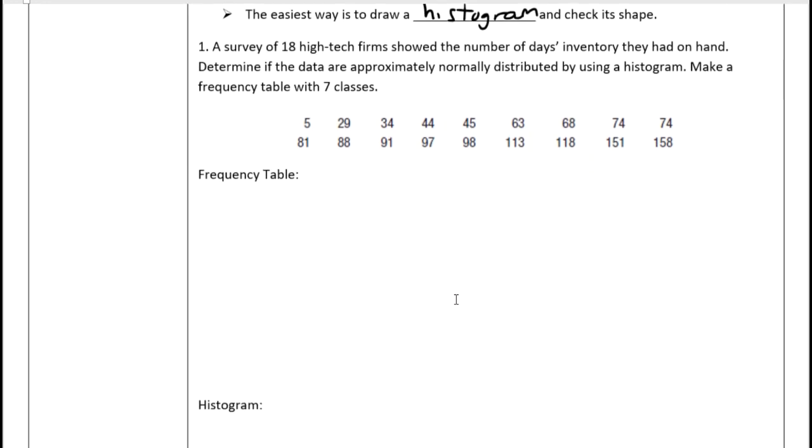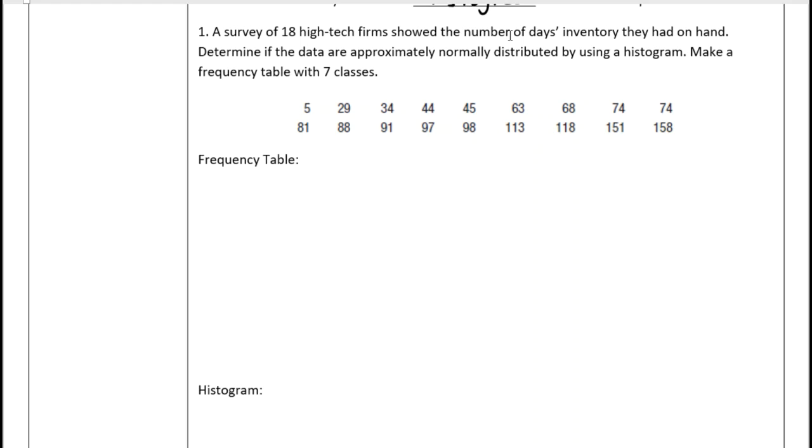We have a survey of 18 high-tech firms, showing the number of days inventory they had on hand. Determine if the data are approximately normally distributed by using a histogram. In order to do this, we need to make a frequency table, so we need to review how to do that. And they want us to do it for 7 classes.